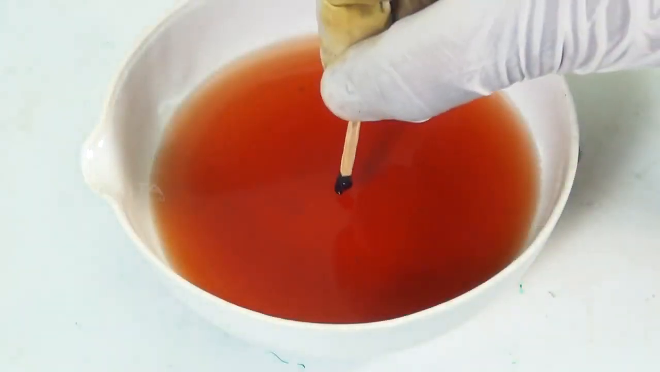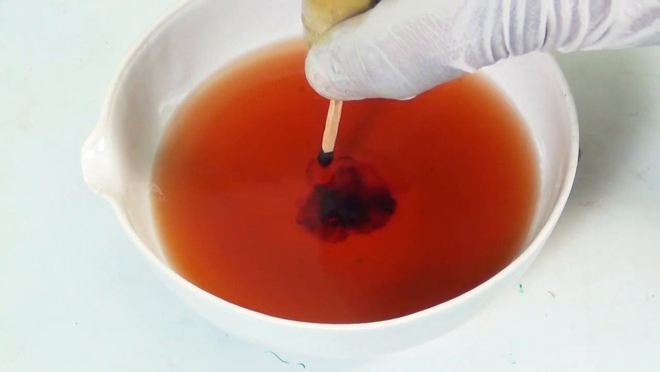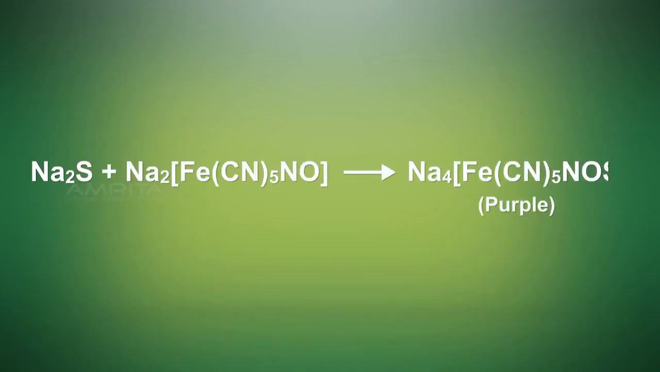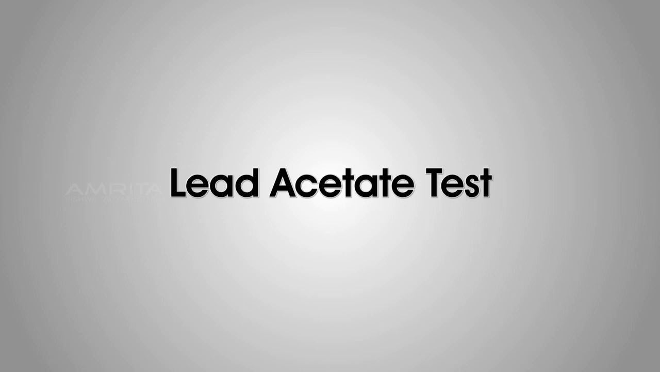Now, dip the fused mass into sodium nitroprusside solution taken in the china dish. Sodium sulphide reacts with sodium nitroprusside to form a purple-colored iron complex which appears as violet streaks. Lead acetate test.